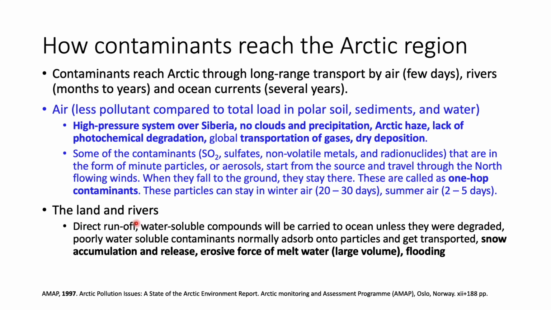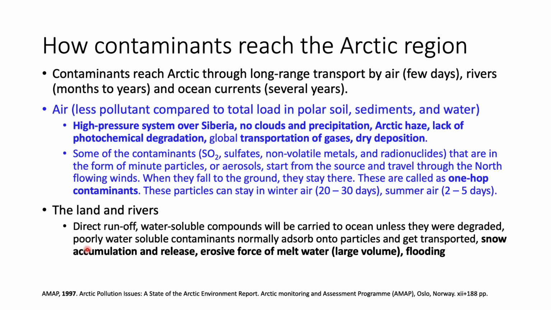And when we look at the land and rivers, direct runoff, water-soluble components will be carried to the ocean unless they were degraded. That means if the pollutants are degraded in the ocean, they never reach the Arctic region. But if they are not degraded in the rivers, similarly, the poorly water-soluble contaminants normally absorb onto particles. So this is another way the contaminants reach the Arctic region: through absorption on the particle, and snow accumulation and release, erosive forces of meltwater, flooding or some other ways.